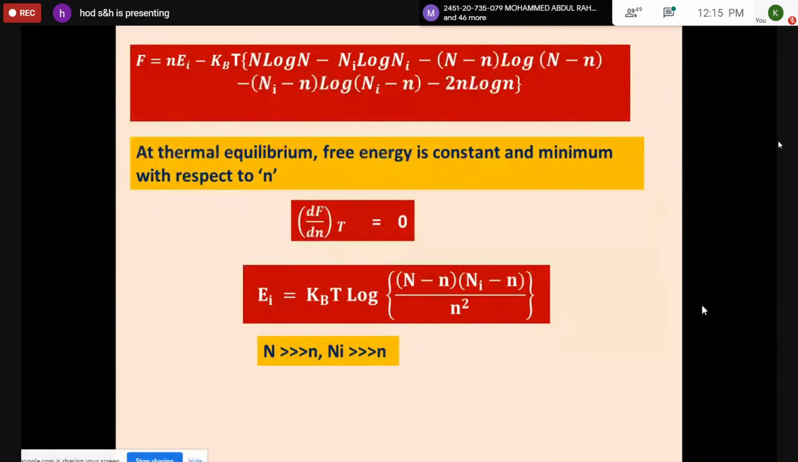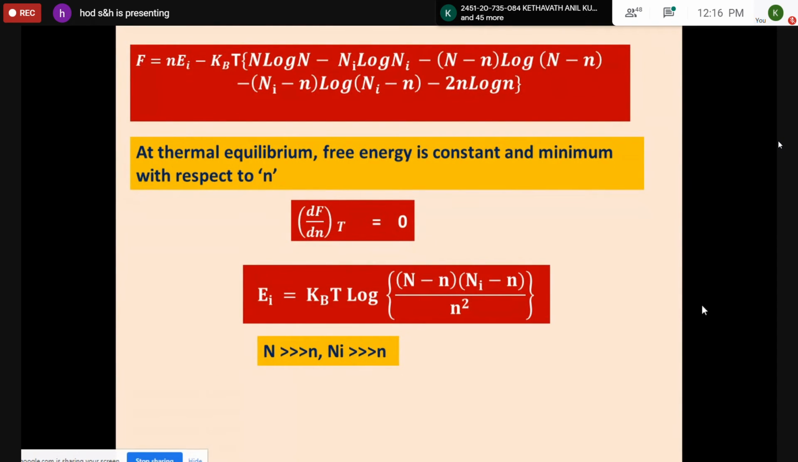And therefore, by taking the differentiation, similarly to what I have explained in the first and second derivations, finally we can get EI is equal to KBT log (N minus n) into (Ni minus n) by n square. This you should get.